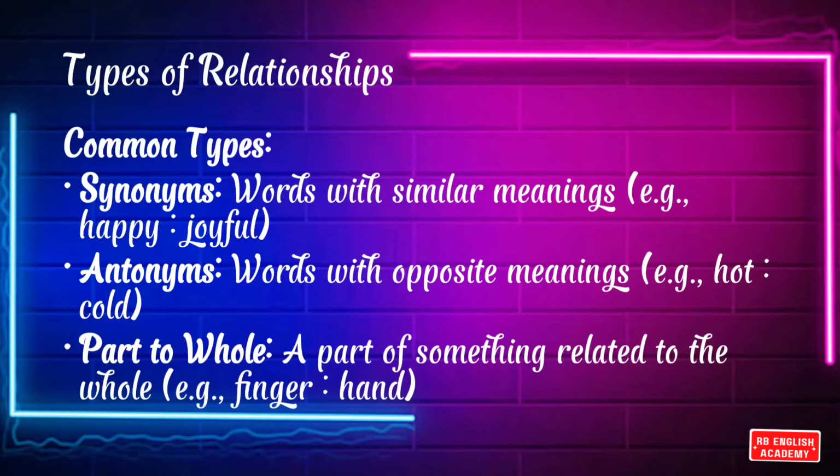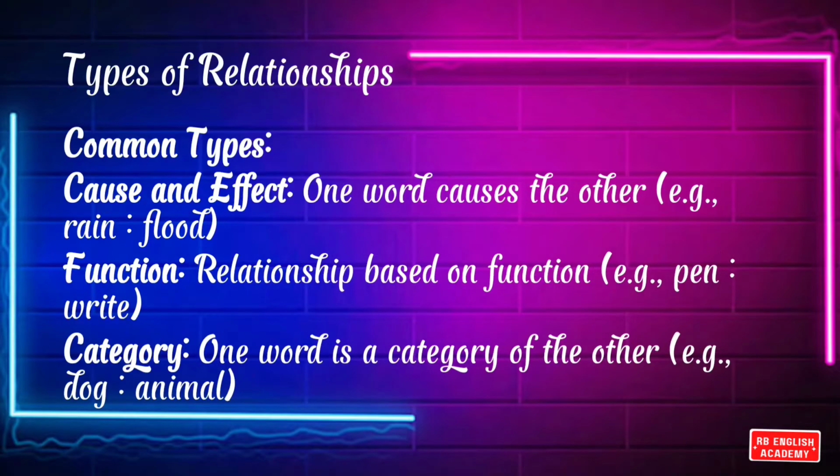The first one is synonyms. Words with similar meanings. For example, happy, joyful. And antonyms. Words with opposite meanings. Example, hot, cold. And the next one, part to whole. A part of something related to the whole. For example, finger, hand.